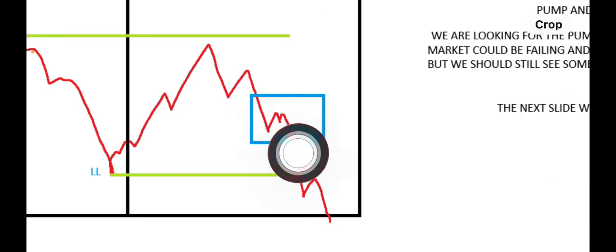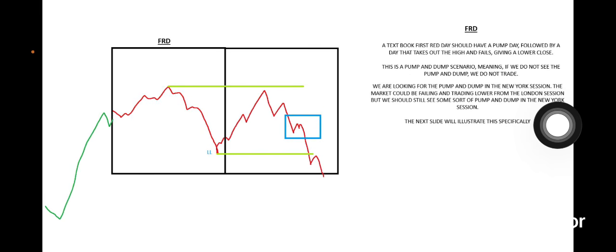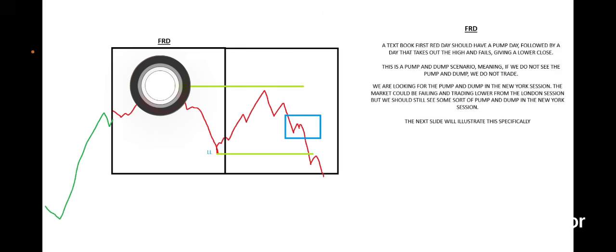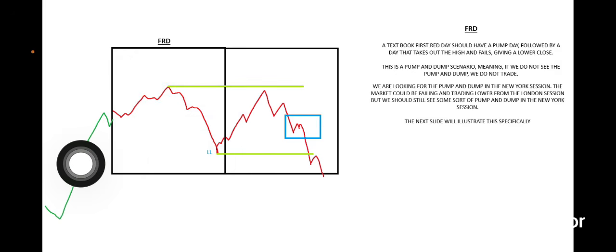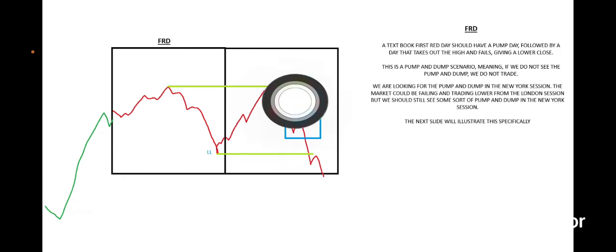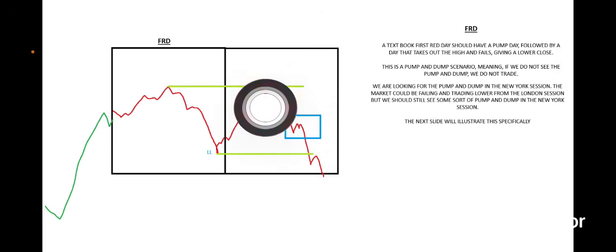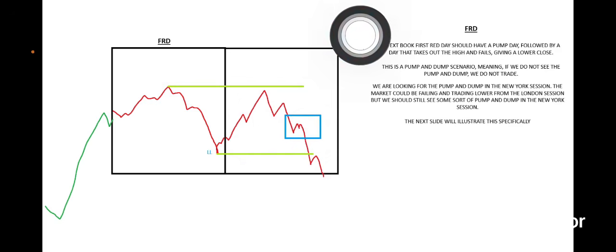For the pump and dump in the session. All right. So the first red day should have a pump day followed by a day that takes out the highs and fails, giving a lower close. All right. This is a pump and dump scenario, meaning if we do not see the pump and dump on the trade day, we do not trade it. Okay. We don't switch our bias and try to go long because, okay, we didn't see it. Now we think it's long.